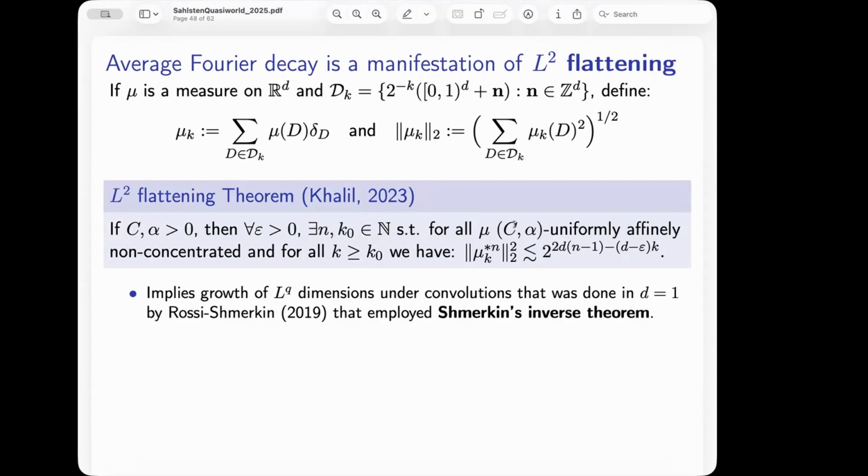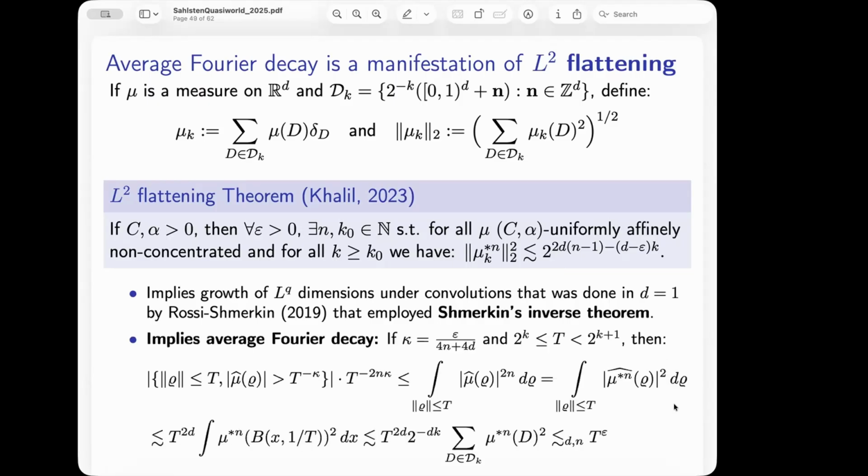If you have a uniformly affinely non-concentrated measure and you convolve the measure's discretization n times with itself, it will start to have even more spreading. So the L2 norm has a bound in this way. You start from something that might be quite concentrated, but if it has this non-concentration on affine subspaces, convolving makes it spread even more. This is kind of like a central limit theorem in high dimensions, but more quantitative and better in this way. That's why it holds for any measure.